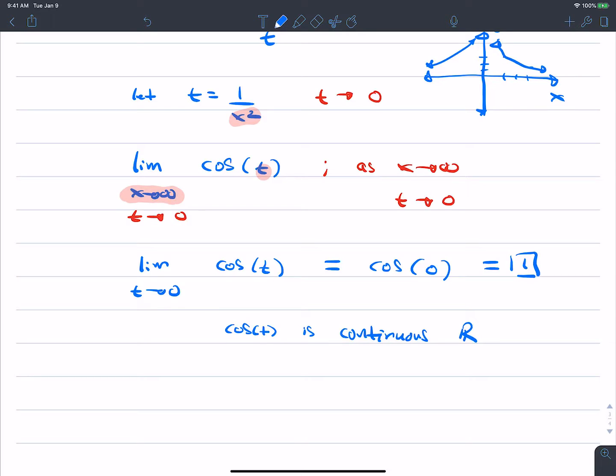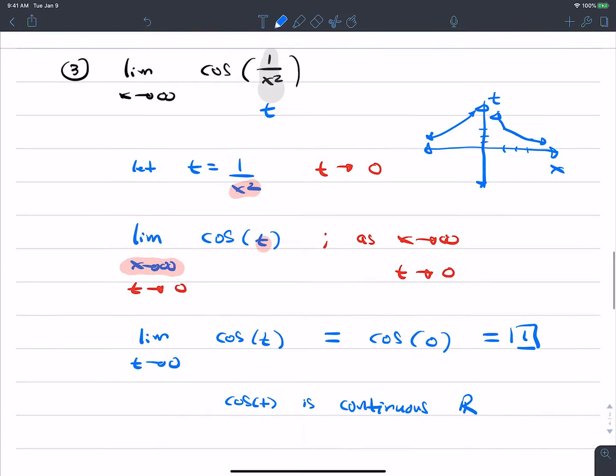That's 1. So what this means, in conclusion, is that this limit really equals 1, and that means y equals 1 is a horizontal asymptote.